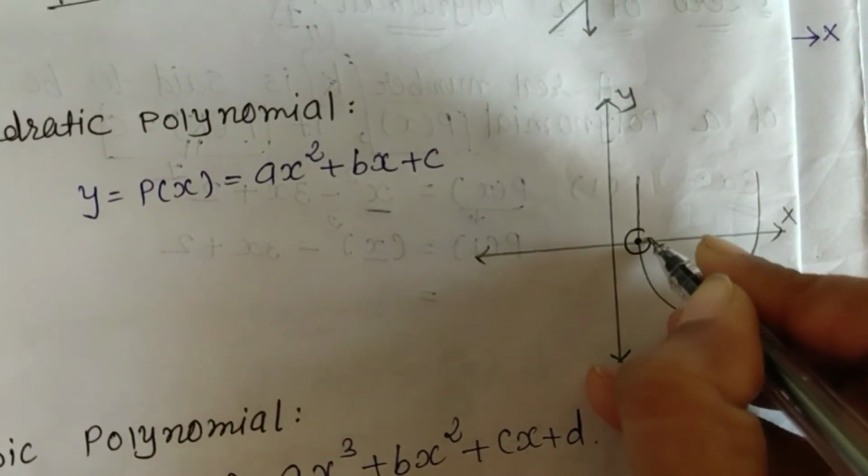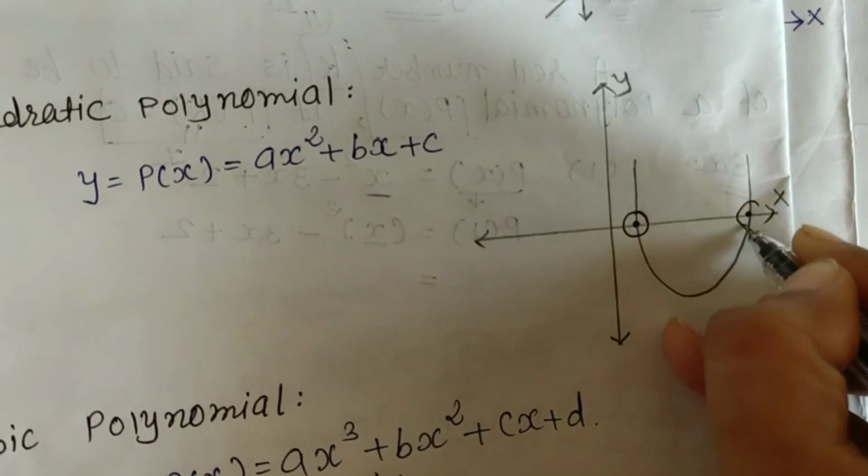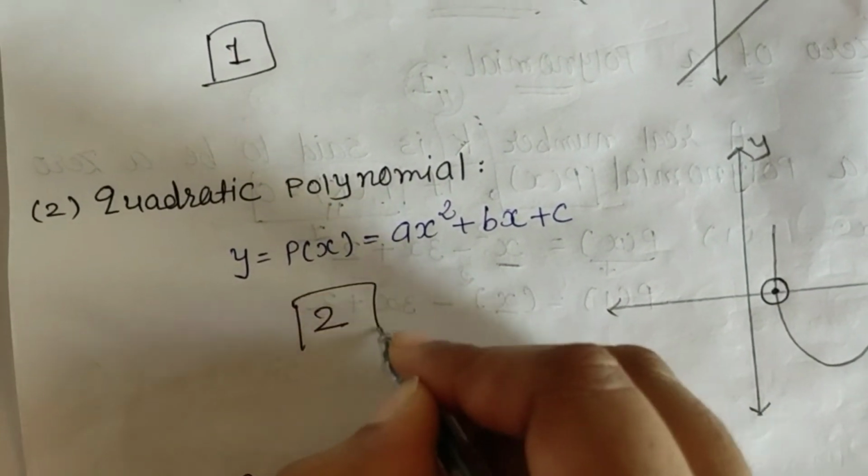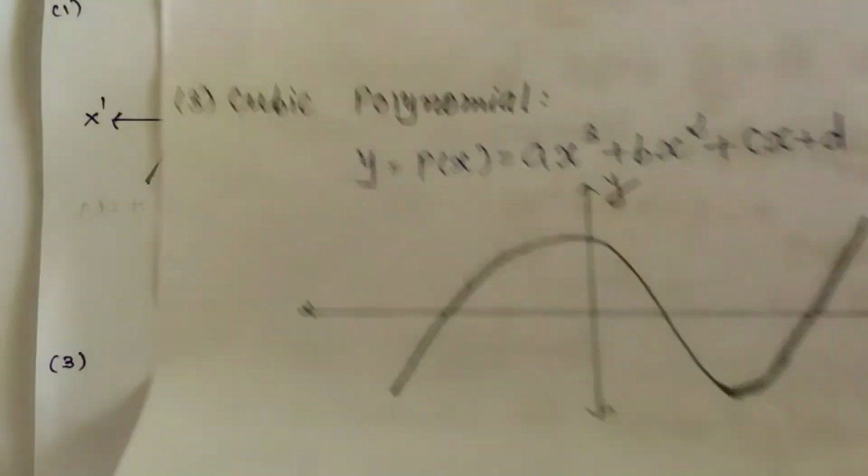ये x-axis से पहले पॉइंट पे कट कर रहा है, ये दूसरे पॉइंट पे. तो क्वाड्रेटिक इक्वेशन के कितने जीरो हो सकते हैं? 2 जीरोस हो सकते हैं. अब हम क्यूबिक पॉलिनोमियल के लिए जाएंगे.